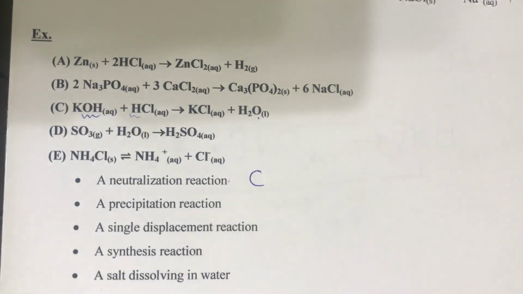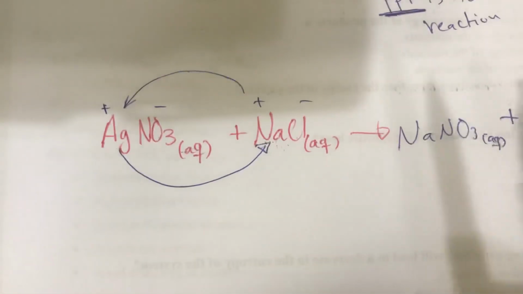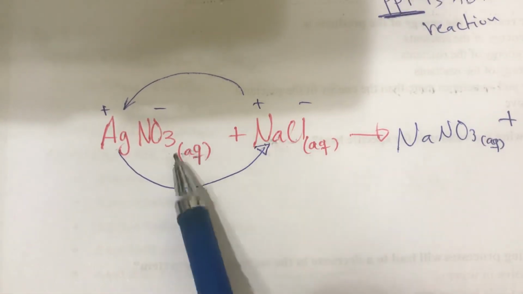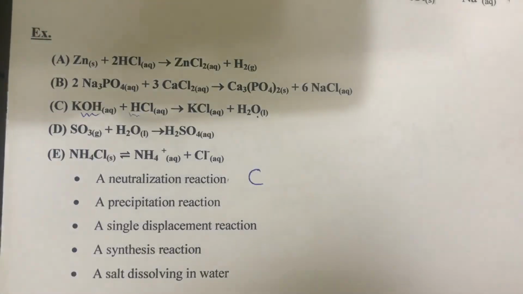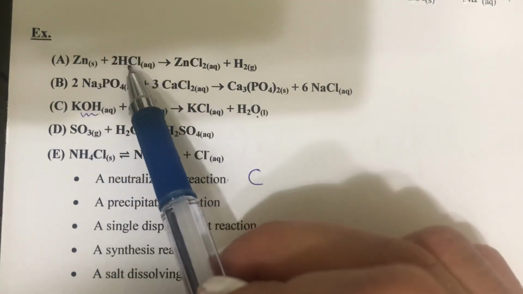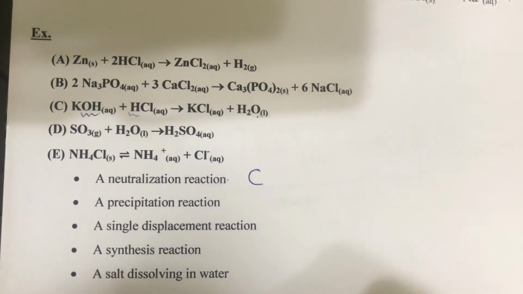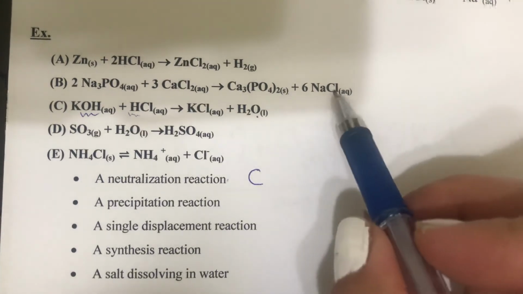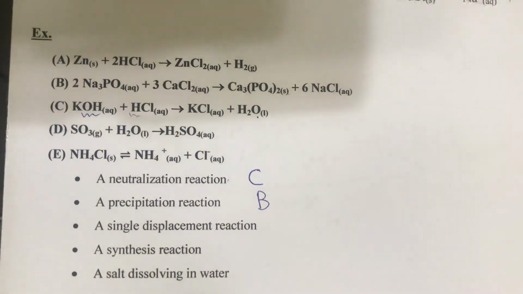Now what about a precipitation reaction? If you remember, precipitation is a type of double displacement. So the reactants are two compounds and one of the products is solid. So you have to find two compounds where one of the products is solid. So here element plus compound, no. Here you have two compounds and one of the products is solid. So it's a precipitation reaction. So here the correct answer is B.